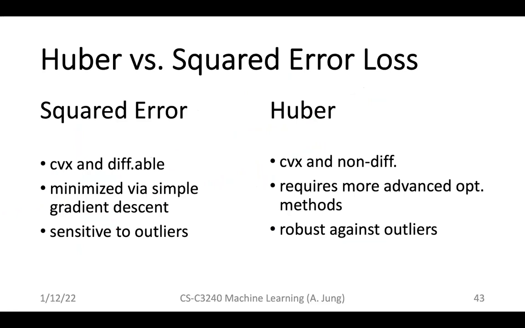So if we now compare the squared error loss and the Huber loss, what is very pleasant about the squared error loss is that it results in a convex and differentiable objective function.